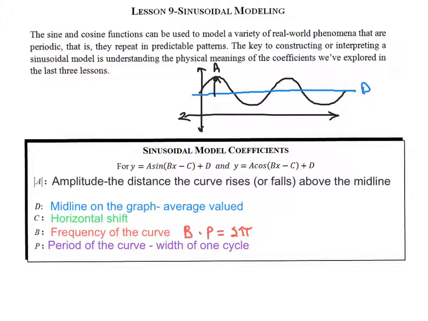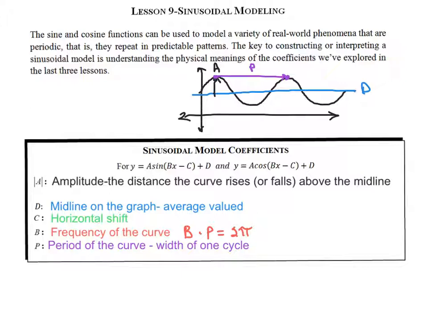P stands for the period of the curve. That means the width of one cycle of my curve. So going back up to my picture here, I'm going to say that the P value, that period, the width of one curve, is going to be shown on my graph by going from a spot on my graph. So for example, if I'm going from peak to peak, that distance right there is going to be the P value, the period, the width of one cycle.